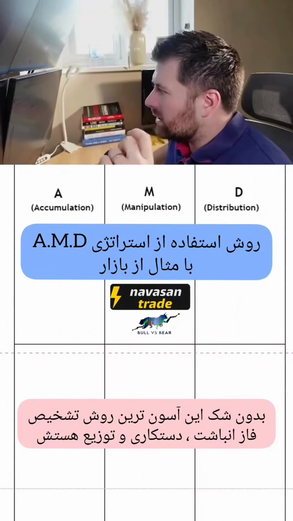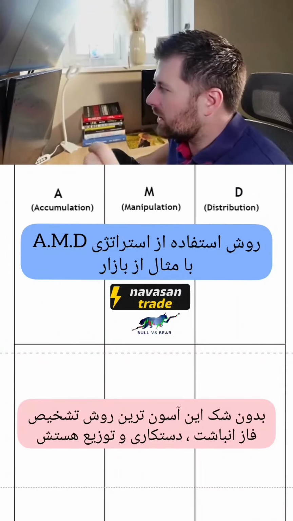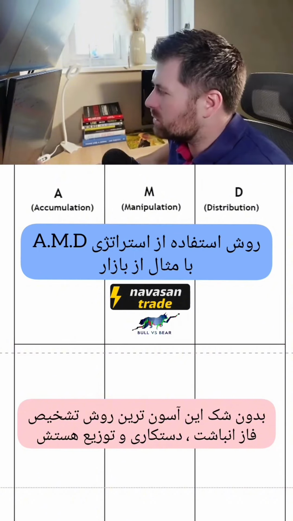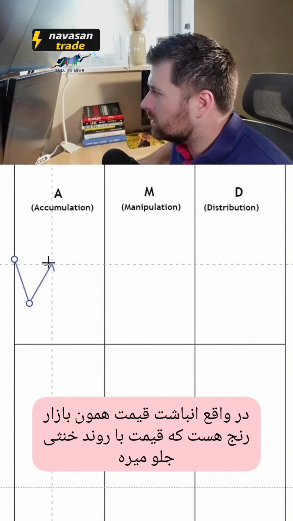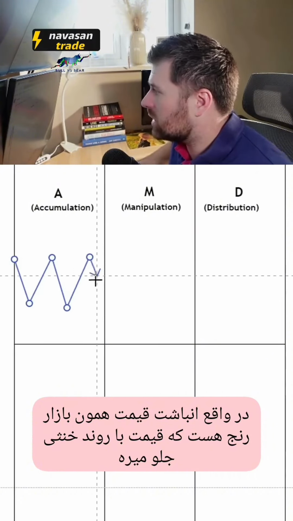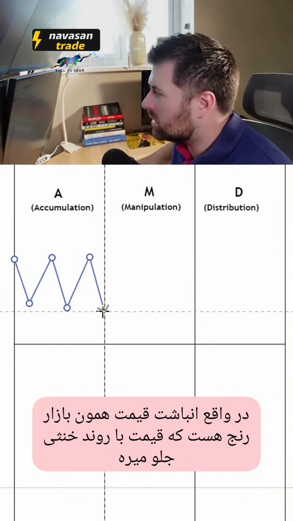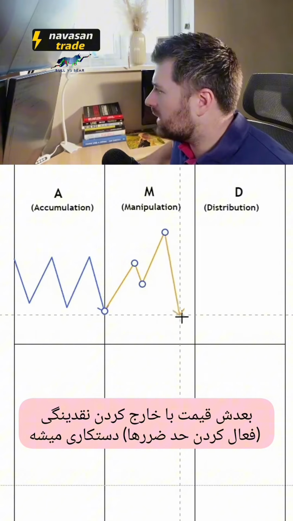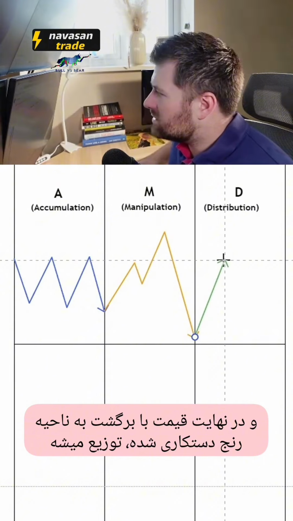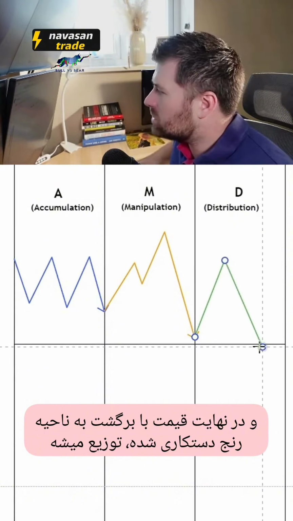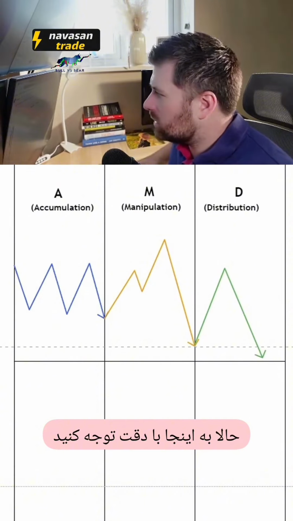This is without a doubt the easiest way to identify accumulation, manipulation and distribution. But firstly, what is AMD? Basically, price will accumulate. That is essentially just consolidation, where price is moving sideways. Price will then manipulate by taking out liquidity, and then price will distribute inside the range that the manipulation has created. And this is where I want you to start looking.